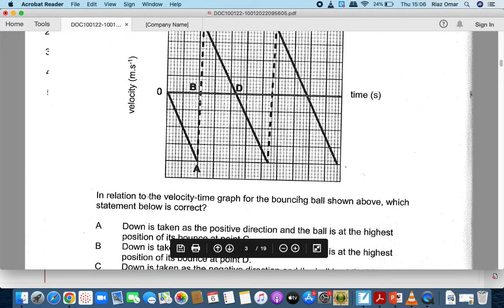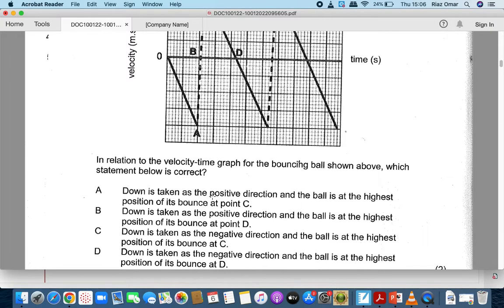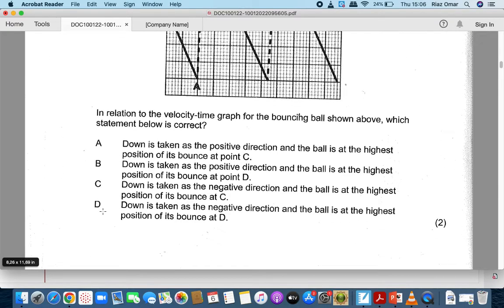Let's look at the question. In relation to the velocity time graph for a bouncing ball shown above, which statement below is correct? A: down is taken as positive. We see that it is going down and this is in a negative direction, so down taken as positive doesn't fit in. Look at B, down is taken as positive. So A and B automatically don't fit. We can eliminate two answers, so we basically have to choose between C and D. A and B are definitely wrong.